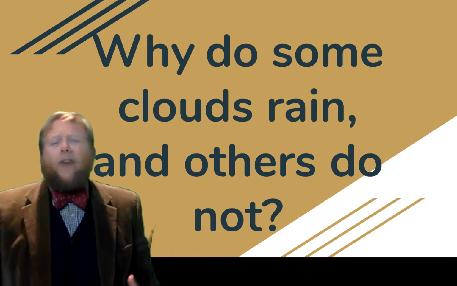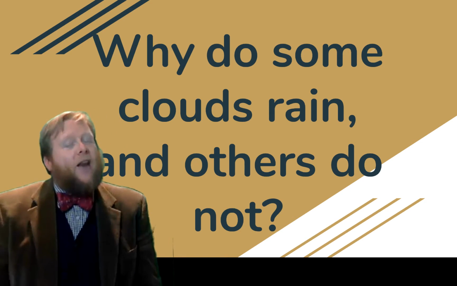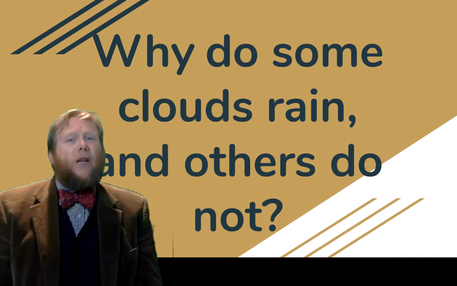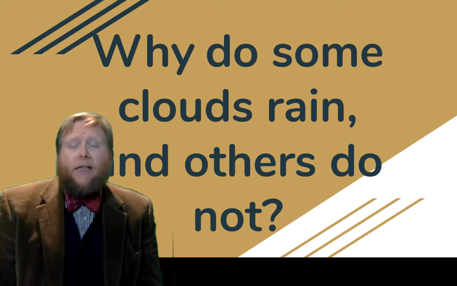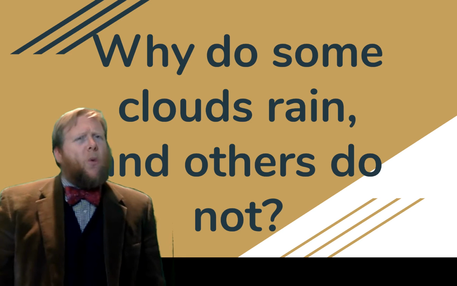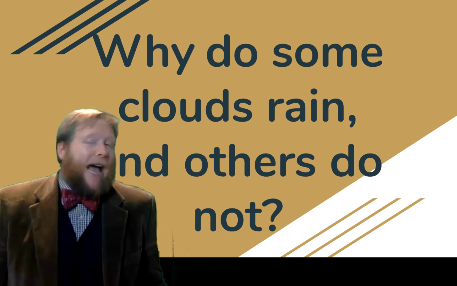Why do some clouds rain and others don't? You know, here in Oregon, we're really familiar with clouds. Sometimes it could be a really dark gray day and it doesn't rain at all. Other days, maybe it's partially sunny, but we get lots of rain. Why is that? Why do some clouds give us rain and others are just clouds?